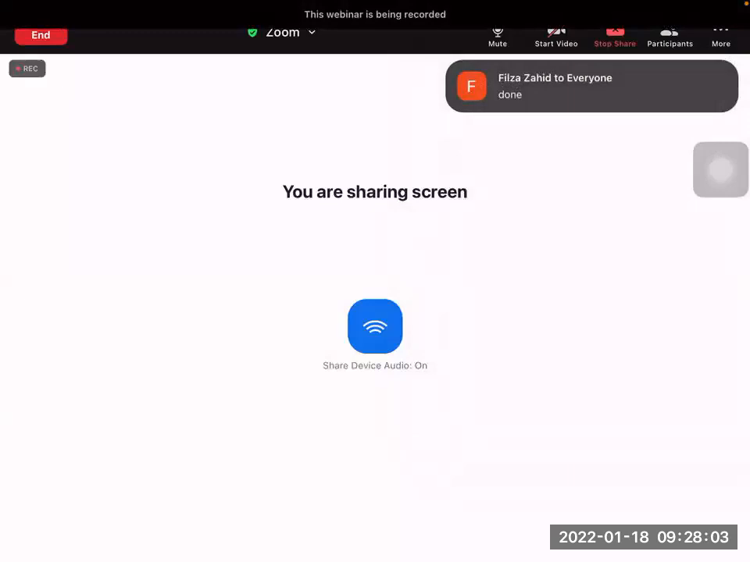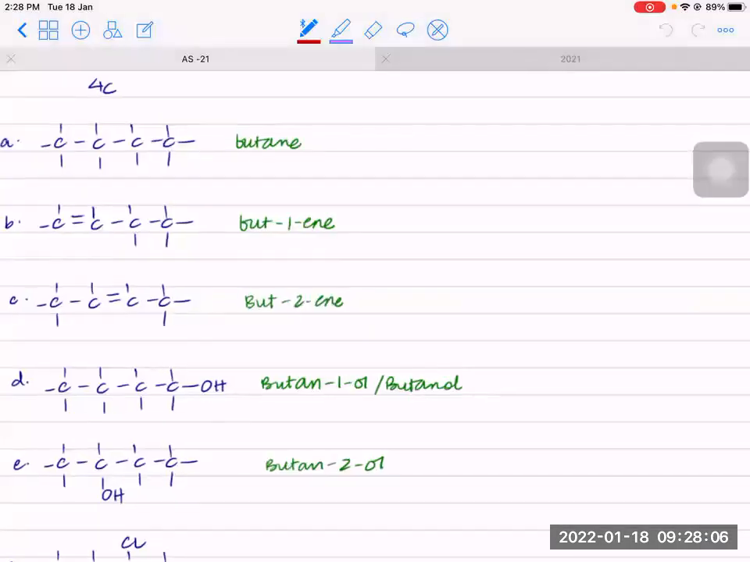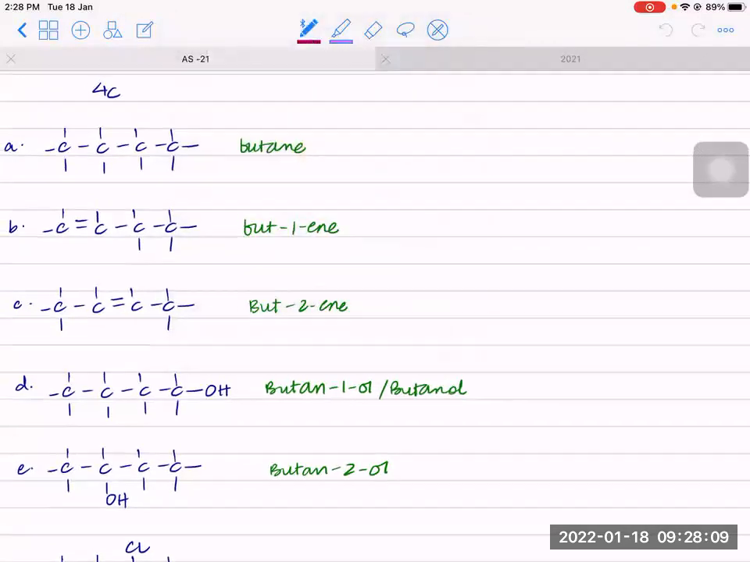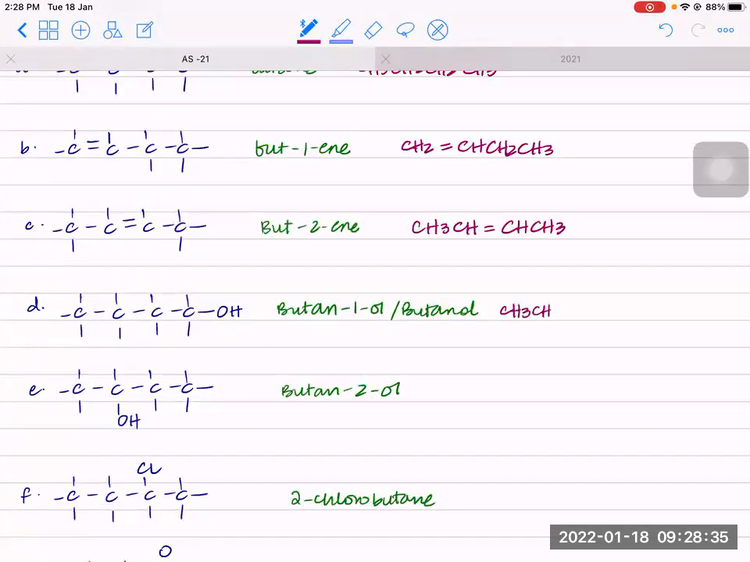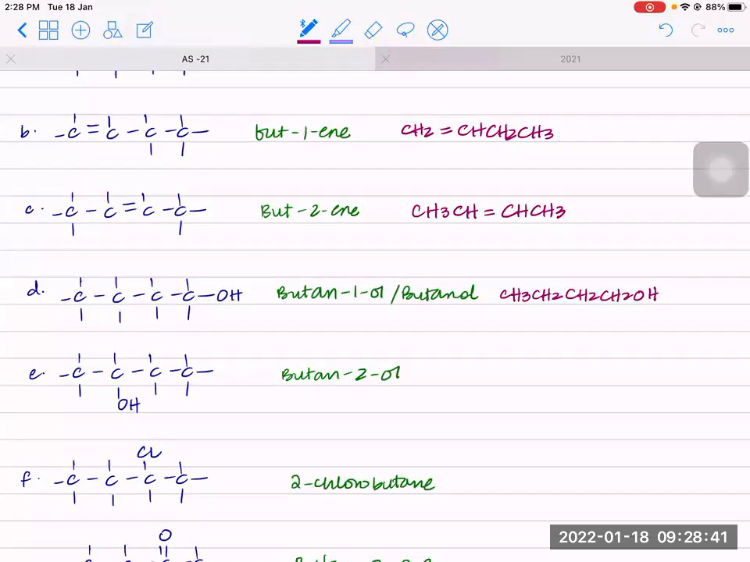So let's go over the structural formulae for these. Let's see. We have CH3, CH2, CH2, CH3. This would be CH2. You can show the double bond. CH, CH2, CH3. Part C would be CH3, CH double bond, CH, CH3. D would be CH3, CH2, CH2, CH2OH. Then this will not go in brackets because it's on the last carbon.